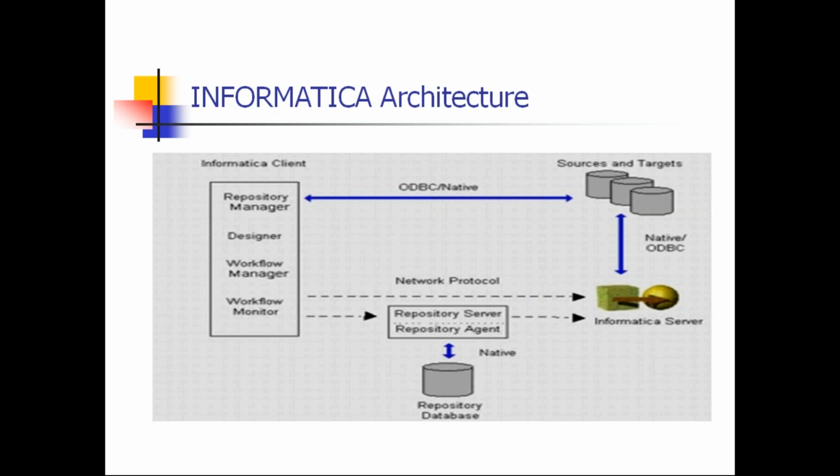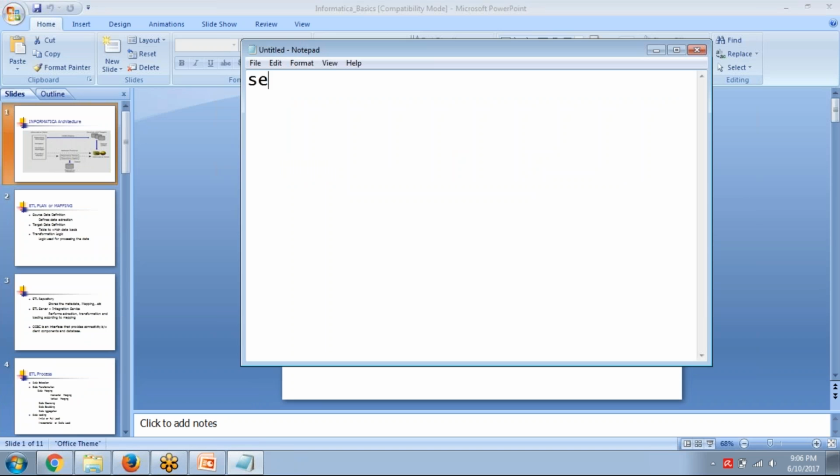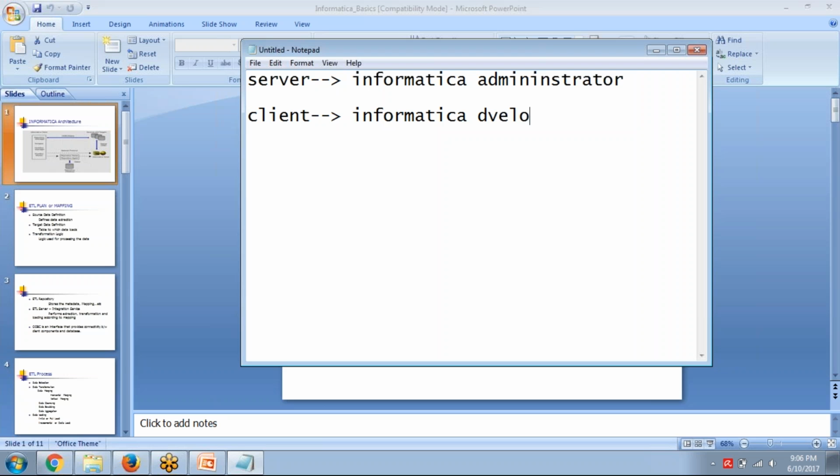From the Informatica point of view, majorly we'll be having two components. One is a server component, another one is a client component. So what do you mean by a server and a client? The server part is mostly worked on by the Informatica administrators. This is almost related to the administration part, whereas client components will be worked on by the Informatica developers or production support team members.